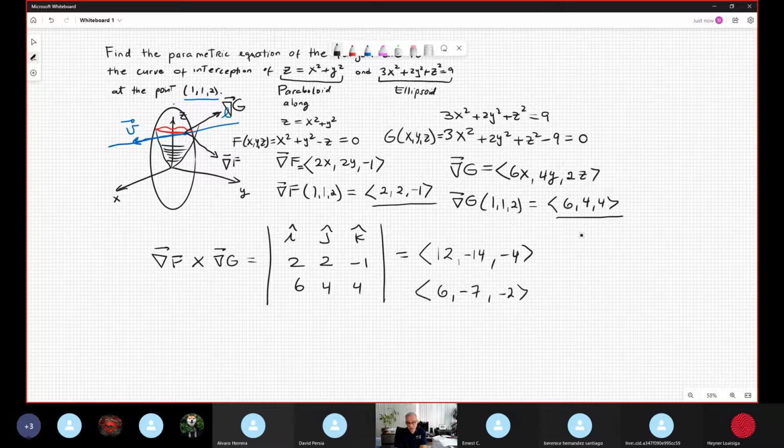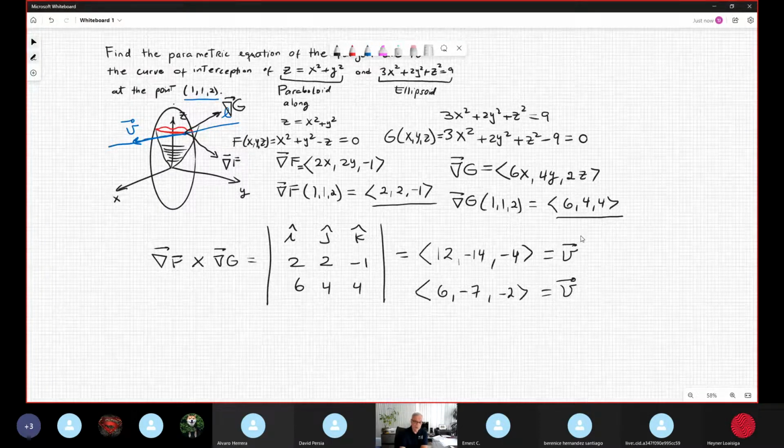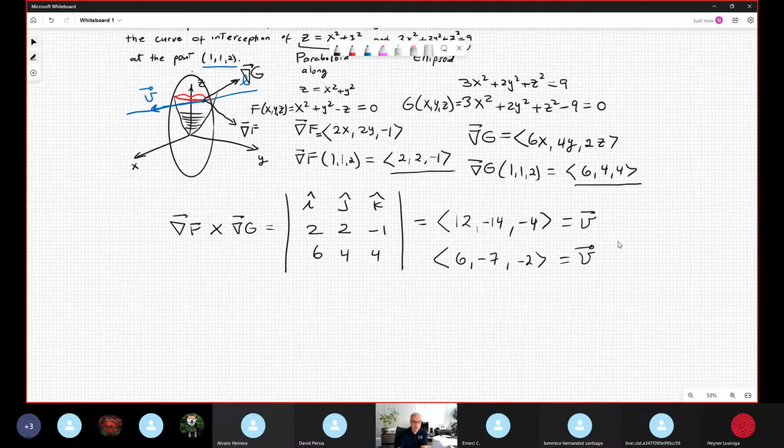And this is scaling. You can use it either way. This is okay, but this is, in my opinion, better, because the number is smaller, it's easier. Now we are ready to express the final answer, which is the parametric equation of the line, which is the tangent line in between two surfaces.